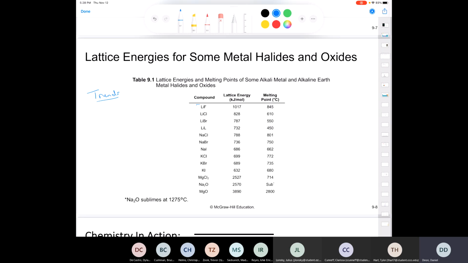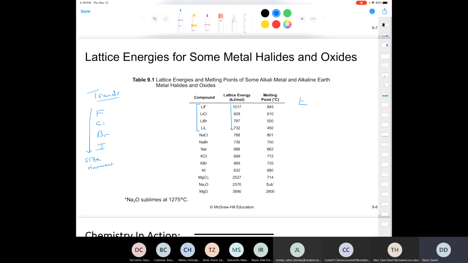Let's compare lithium fluoride, chloride, bromide, and iodide. There's a little subscript here that shouldn't be here. Anyhow, we go from fluorine to chlorine to bromine to iodine. What do we know? Size increases as we go down a group, doesn't it? Now, the lithium is not changing. The charge isn't changing either because the halogens are all going to take on a -1 charge. But you see that the lattice energy decreases as we go from fluoride to chloride to bromide to iodide.